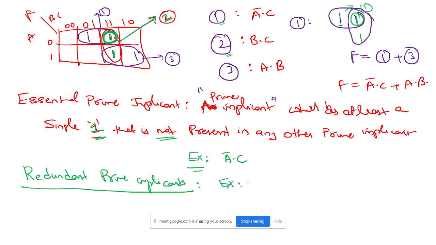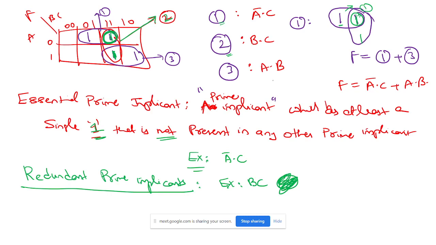Example BC. Right? Minterm 2 is redundant because it's useless. You are already covering this one in the 1, this one in the 2, I mean this one in the 3. What is the point of using the second one again? Unnecessarily that will increase the minterms or whatever it is, right? So this is a redundant prime.